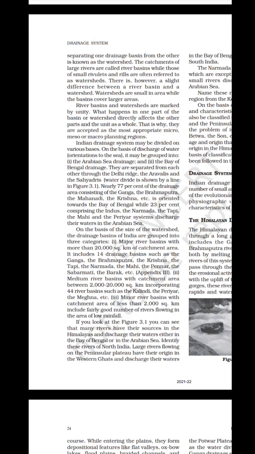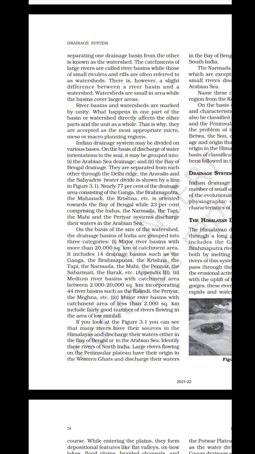Nearly 77% of the drainage area, consisting of the Ganga, the Brahmaputra, the Mahanadi, the Krishna, etc., is oriented towards the Bay of Bengal, while 23%, comprising the Indus, the Narmada, the Tapi, the Mahi, and the Periyar systems, discharge their waters in the Arabian Sea.